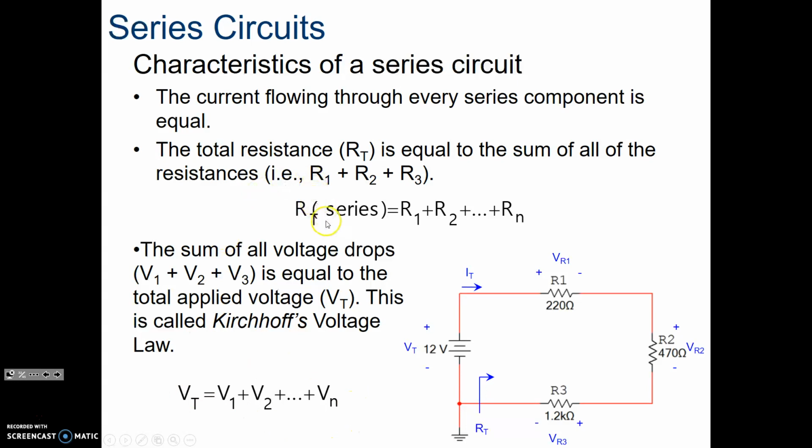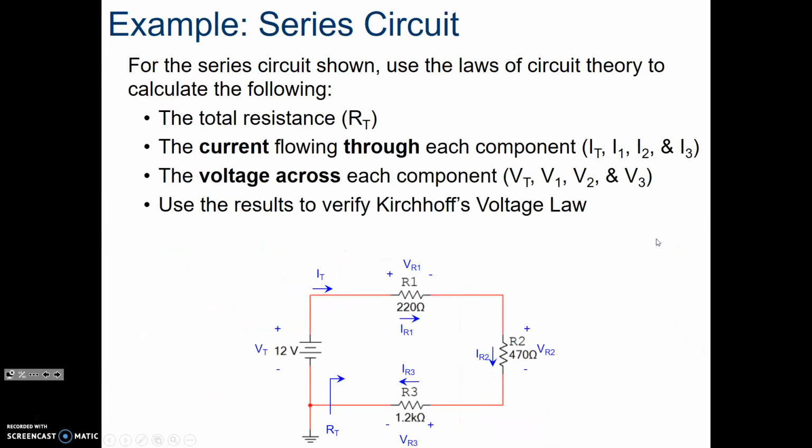Now, in order to do this, you have to add up the total resistance. If it's in a series circuit, you just add them straight up. You add the 220 plus the 470 plus the 1.2 kilo, that's 1,200. Add them together, and that gives you the total resistance. Once you find the voltages, you just add them together, and that should equal the 12 volts. So let's give an example.